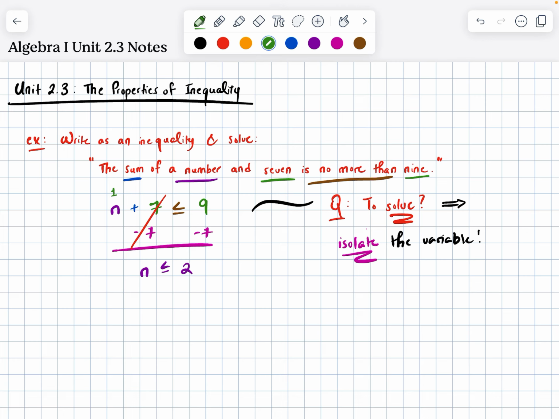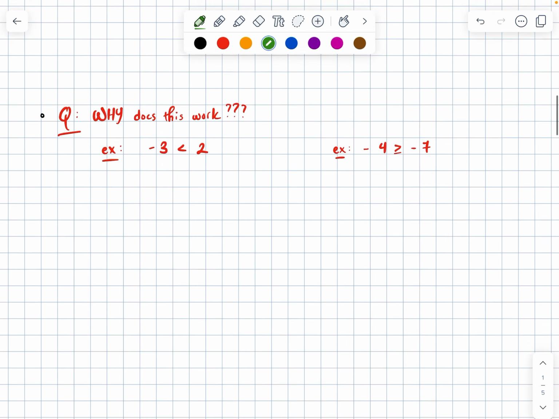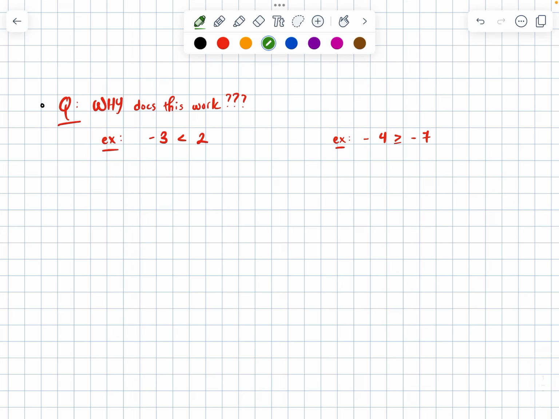If I take something that's less than 2, maybe I'll try 1. If I replace this n with a 1, 1 plus 7 is 8. Is 8 less than or equal to 9? Well, yeah. So by checking our work here in both cases, we can see that this does in fact give us a true statement. Okay, that's great.